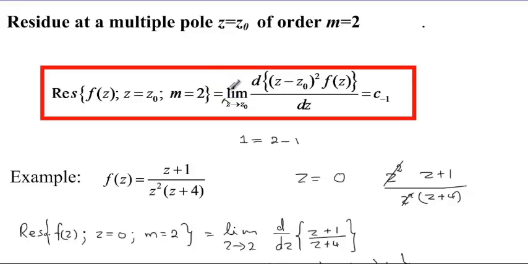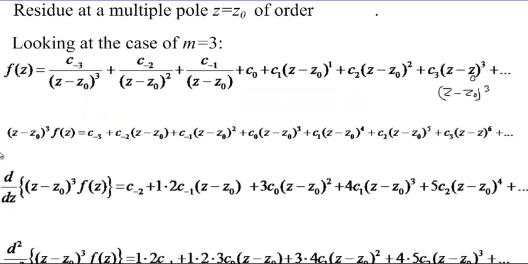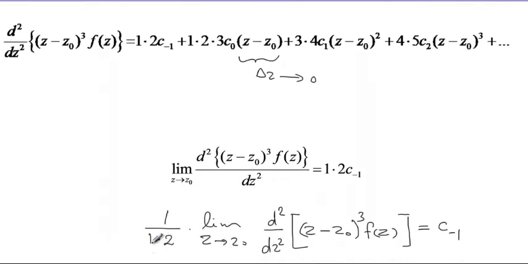In this case it is 1 over (2 minus 1) factorial, which resonates with what we have here. We have 1 times 2, which is actually 2 factorial, which is the same thing as (3 minus 1) factorial. This kind of discussion helps us to generalize and get an idea of what we'll do if the pole z0 is of order m greater than 2.